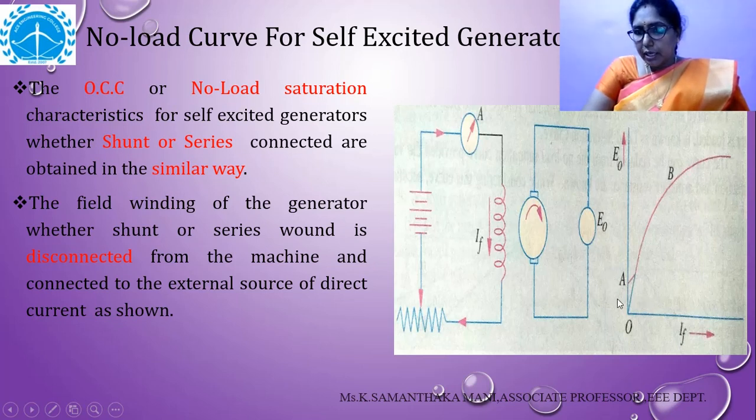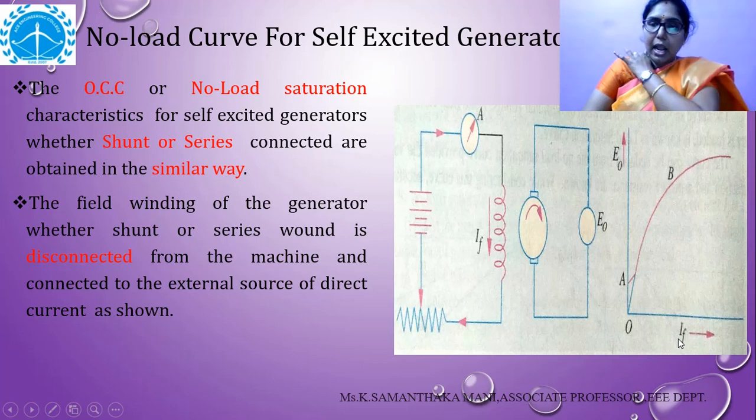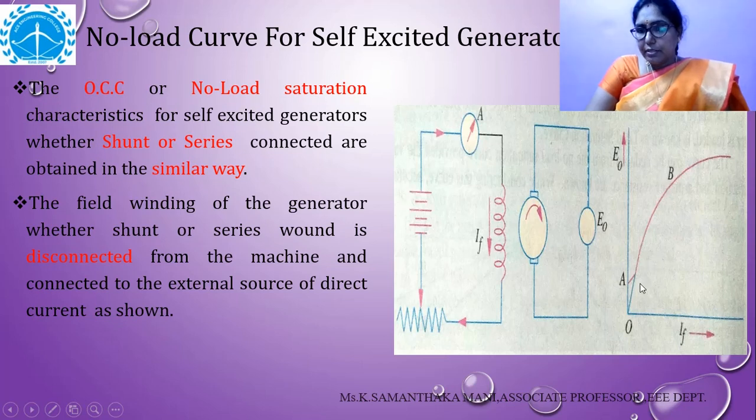In the graph, you can observe the x-axis is the field current and the y-axis is E naught, and the characteristic is like this, A, B, starting from this line. O to A is a small residual voltage that exists in the field.